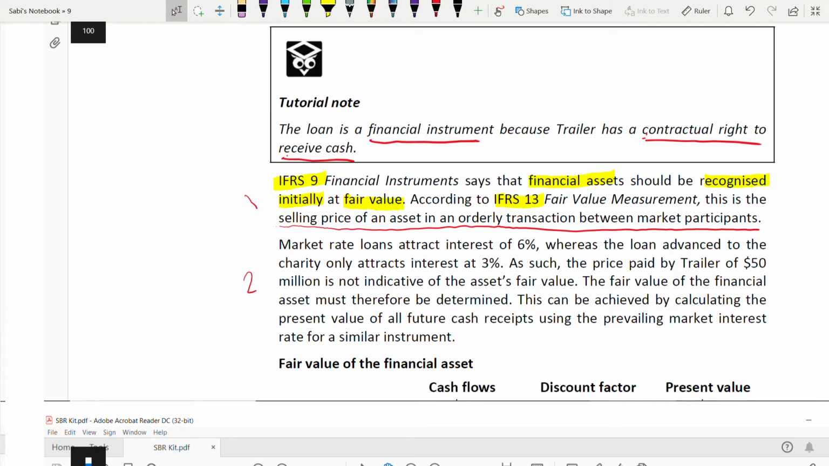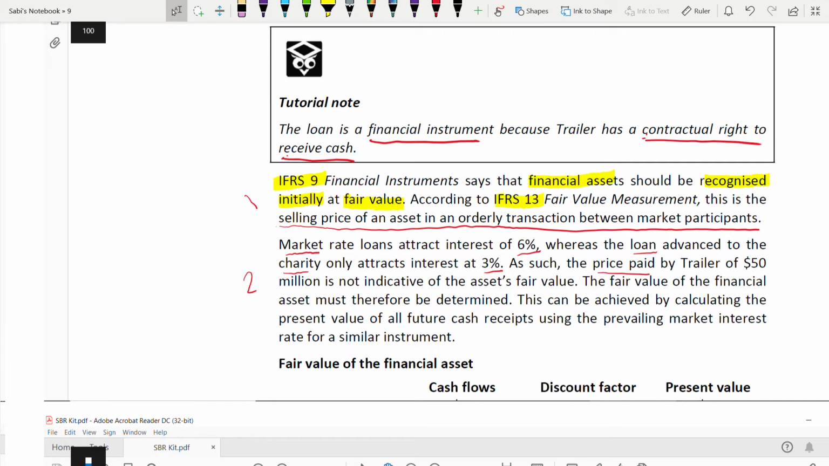Market rate loan note attracts interest of 6%. So the market rate was 6%, whereas the loan advanced to the charity attracts interest of only 3%. So you begin by saying a normal loan is 6%, but the loan to the charity is 3%. You talk about the interest because that is the figure given to you. Then, what happens because of this? As such, the price paid by Teller of 50 million is not indicative of the asset's fair value.